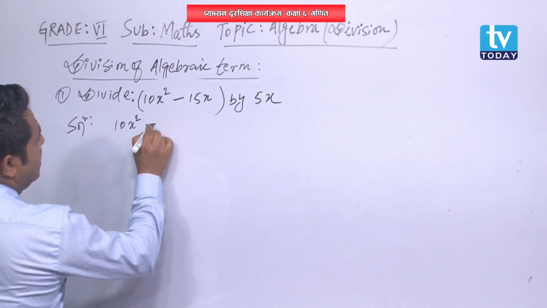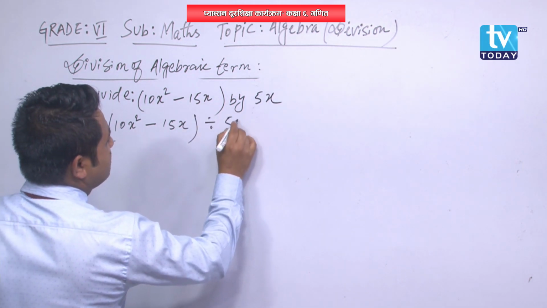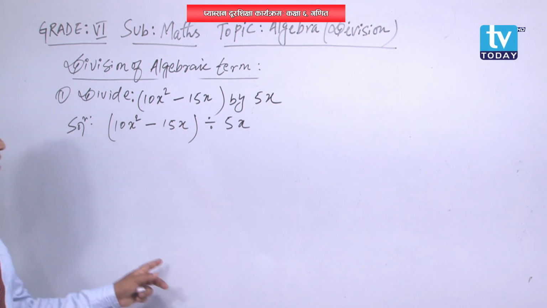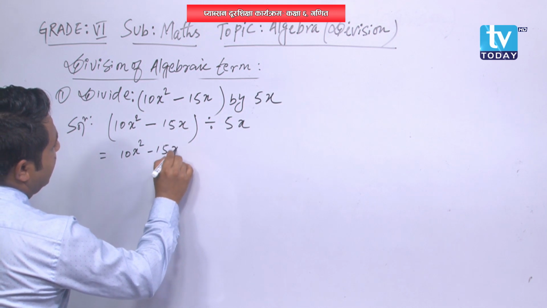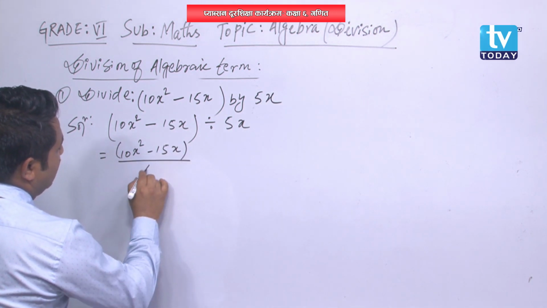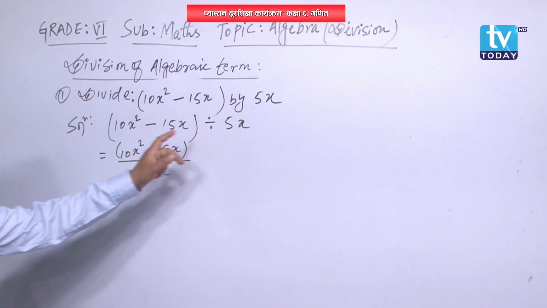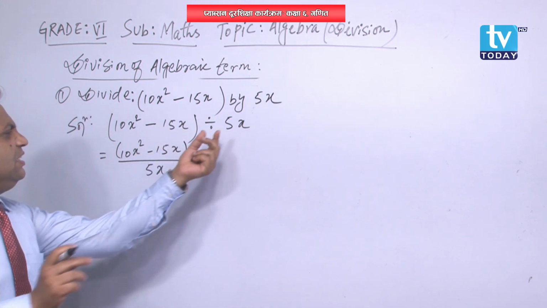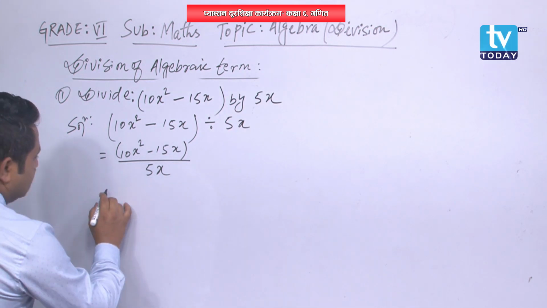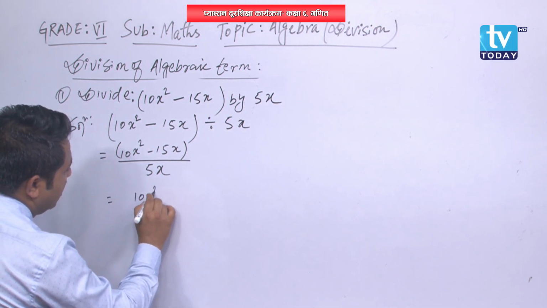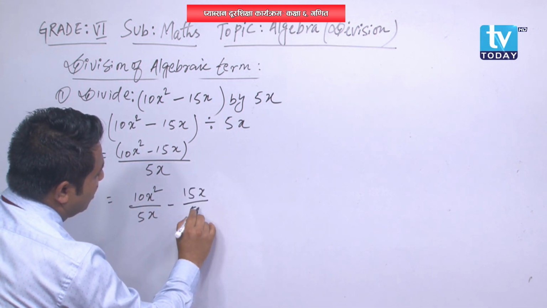10x square minus 15x divided by 5x. Alright, you can write it as 10x square minus 15x divided by 5x. Is that clear? Because there is a division symbol and a bracket, you have to divide this term by 5x. So now you can separate it: 10x square upon 5x minus 15x upon 5x.